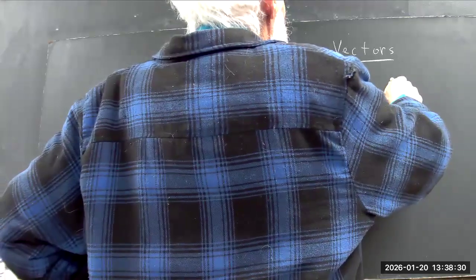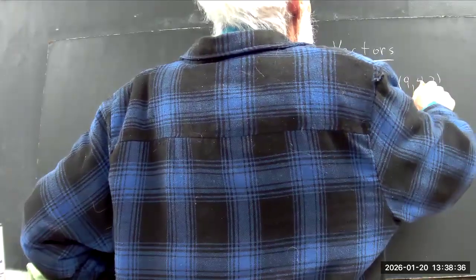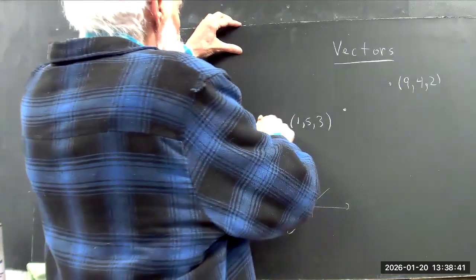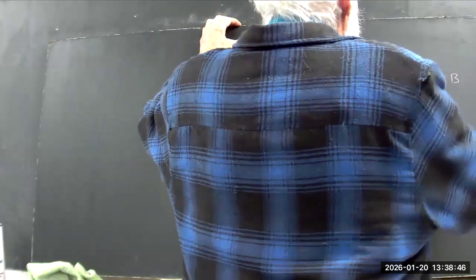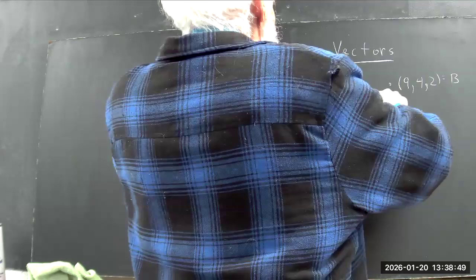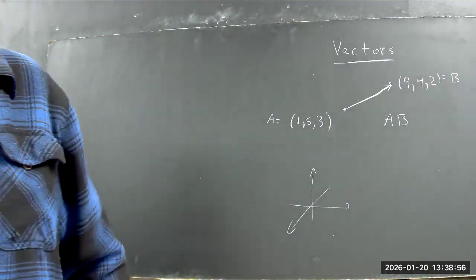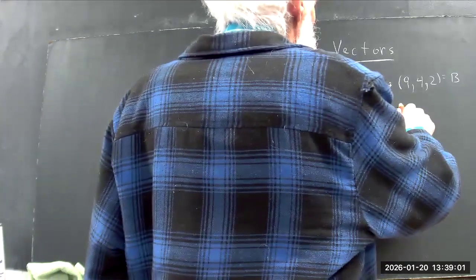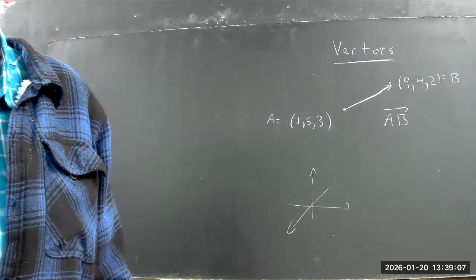And the point (9, 4, 2). Call this point A. Call this point B. And this arrow is going to represent the vector AB, with an arrow over the top of it, to make sure we understand that this is a vector.